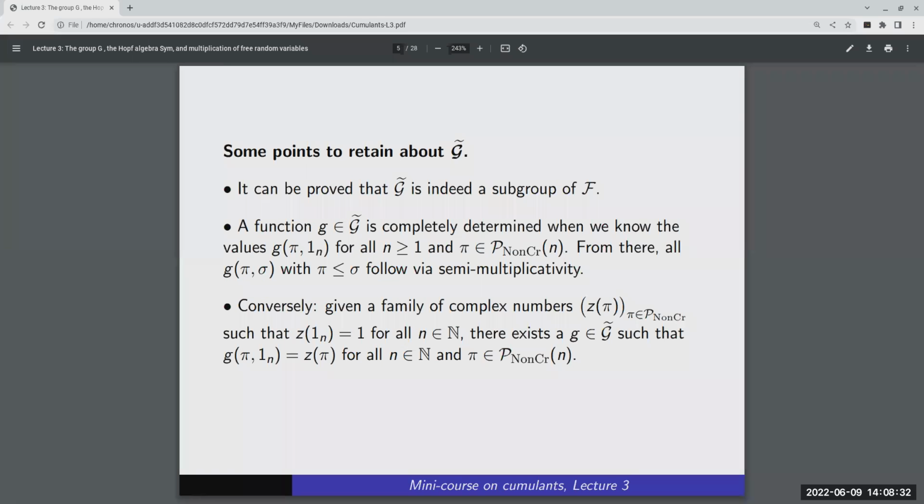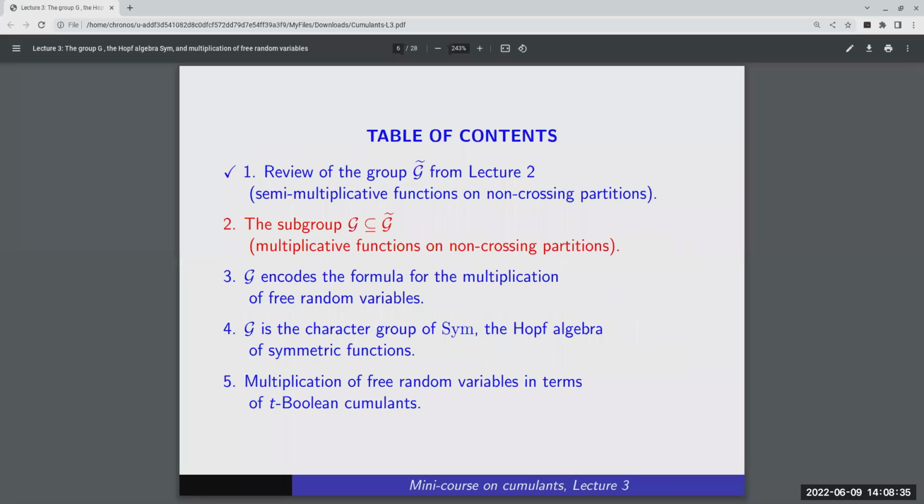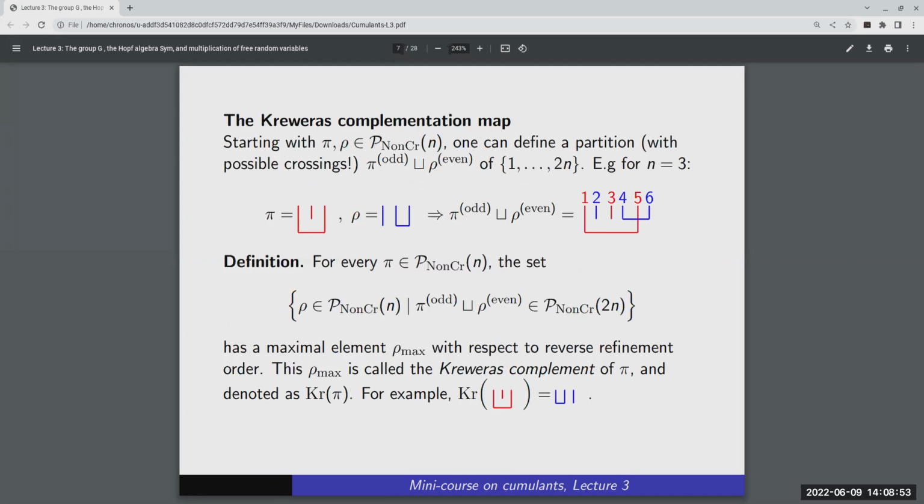Now I'd like to look at G. G is the smaller group where we also take into account the second step of that canonical factorization that I talked about on Tuesday. In order to explain the second step, it is essential to look at this Kreweras complementation map. This was reviewed, for instance, by the talk of Jorge on Monday. But anyway, let me go at it again.